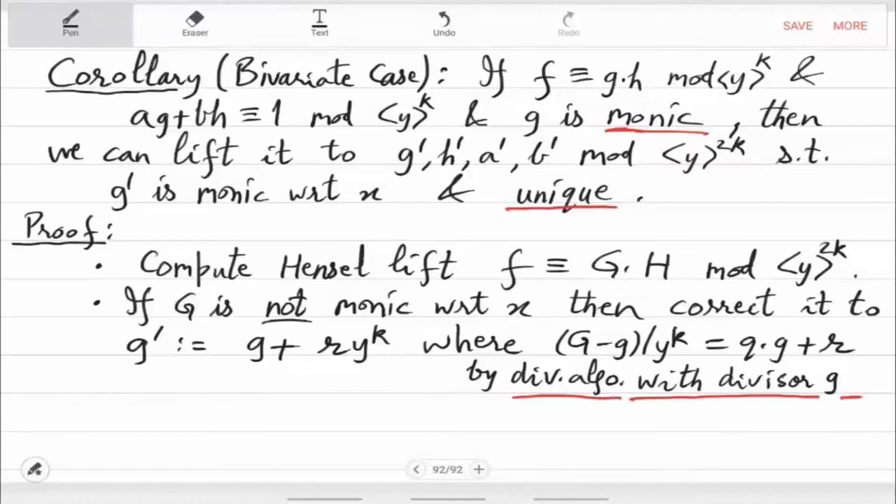Why is that possible? So this big G minus small g, that by Hensel lift is divisible by y raised to k. So you can divide that, you get a polynomial, and that bivariate polynomial you want to run the division algorithm on, where the divisor is small g.